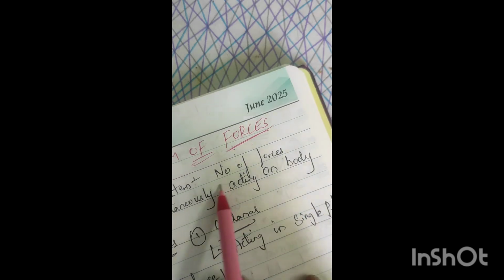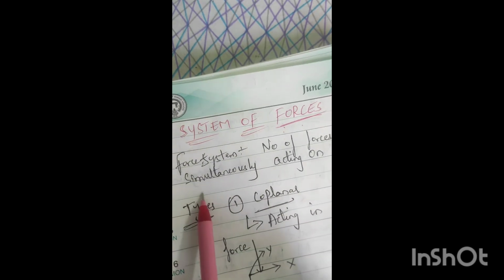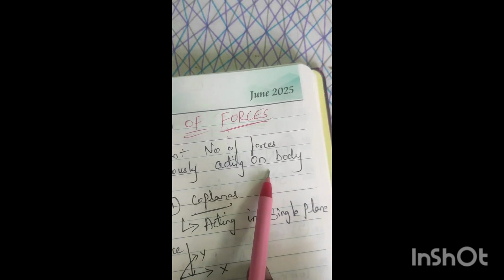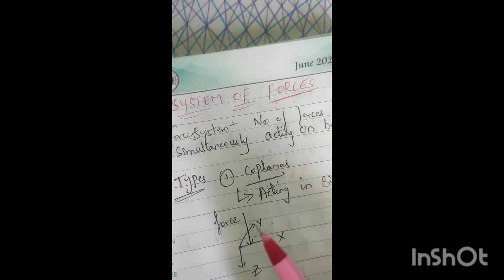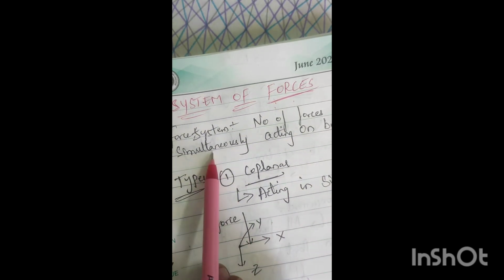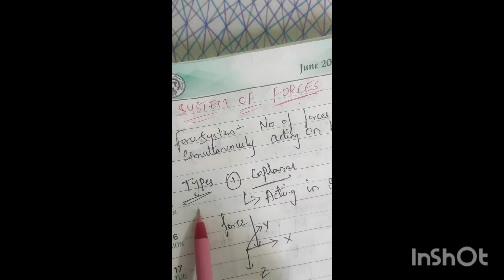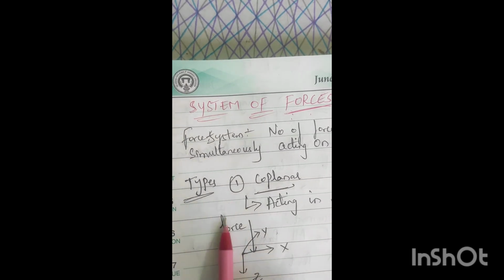Now, a force system means a number of forces simultaneously acting on the body. So a number of forces simultaneously acting on the body is known as the force system. And there are around 6 to 7 types of forces.